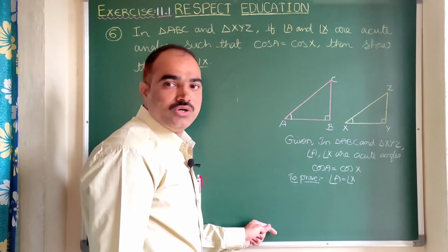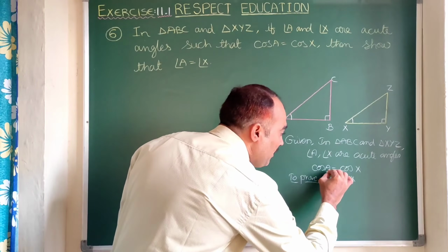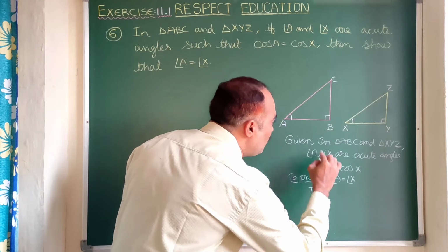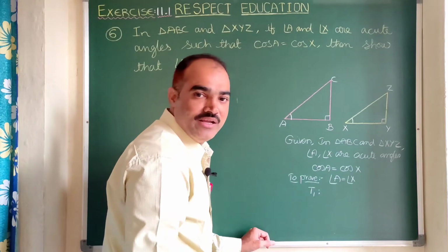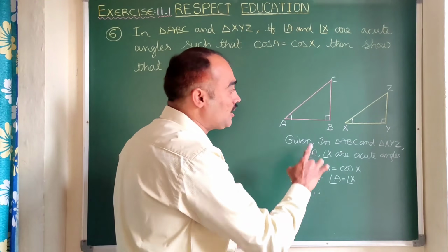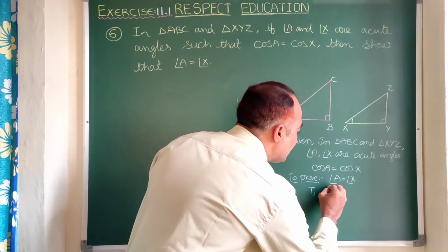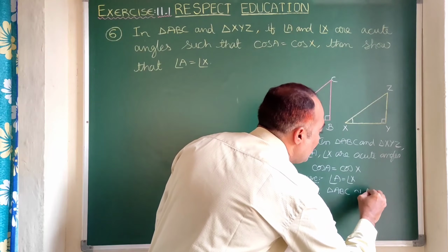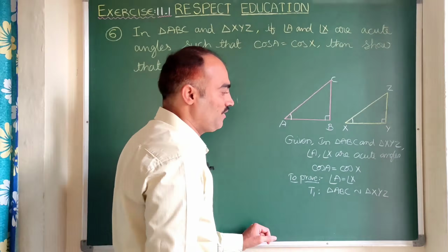Is it clear? So to prove angle A equal to angle X, the target one, this is the main target. In order to reach it, if we are able to prove these two triangles are similar, then this can be reached. When two triangles are similar, their corresponding angles are equal. Corresponding angles are equal. Sides are in proportion. Now here the first target is triangle ABC is similar to triangle XYZ. This is what we need to prove.